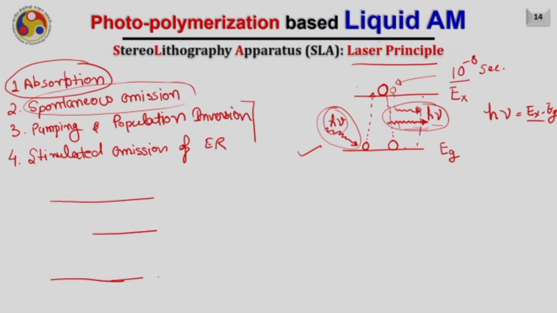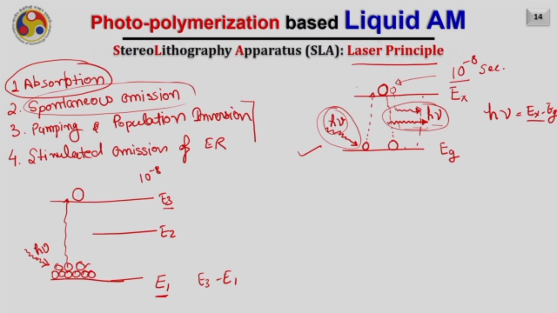Now I am assuming that there are 3 levels of energy, E1, E2 and E3. When a light falls onto the electrons available in the ground state or on the E1 level, they will absorb energy equal to maybe E3 minus E1, and hence the electron will jump into the higher energy state, that is E3, and it will remain here only for 10 to the power minus 8 second.